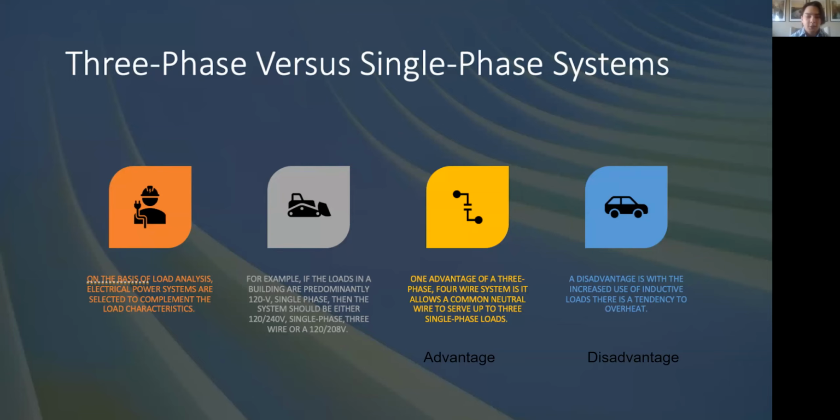Basically, the electrical power systems are selected to complement the load characteristics. For example, if the loads in a building are predominantly 120 volt single phase, then the system should be either 120 to 240 volts single phase.